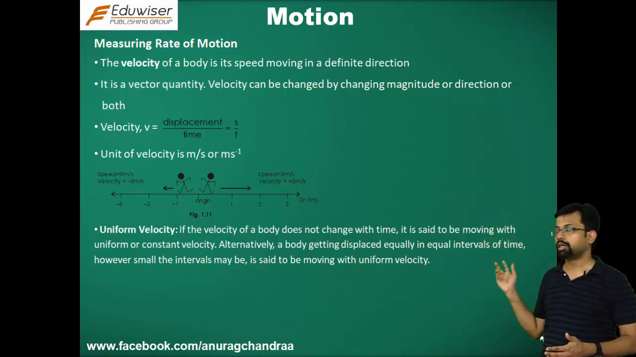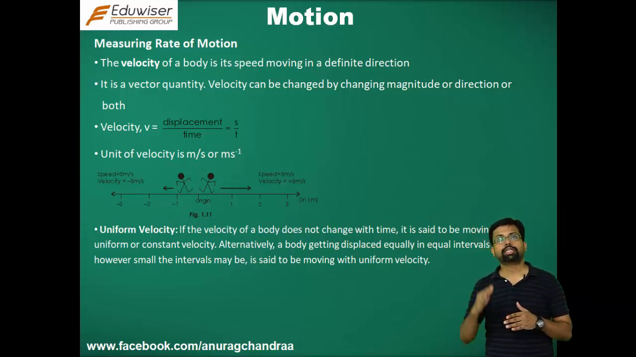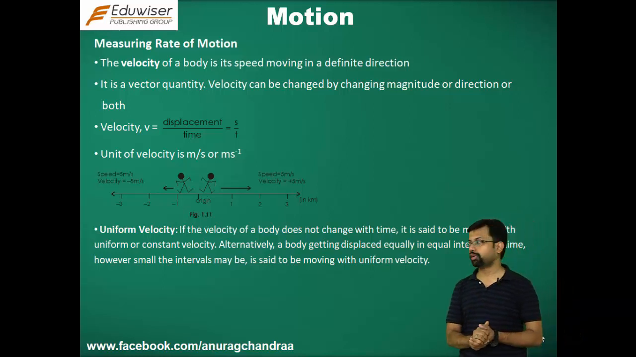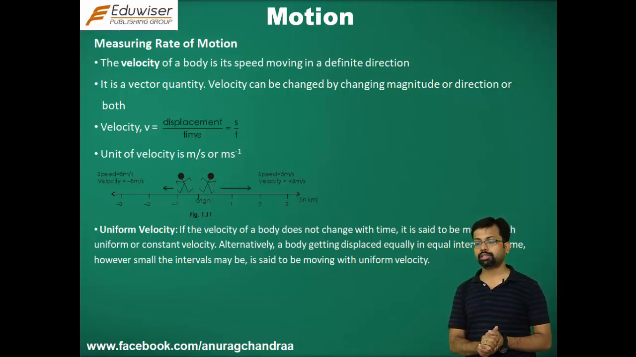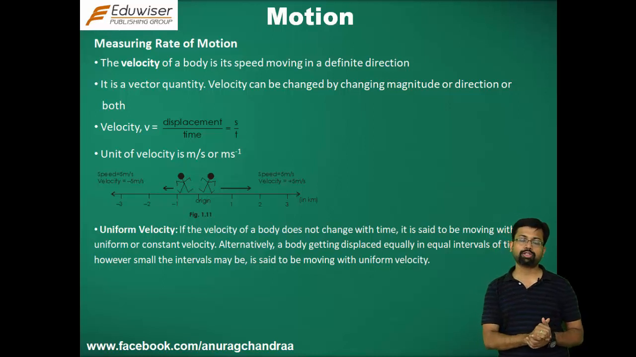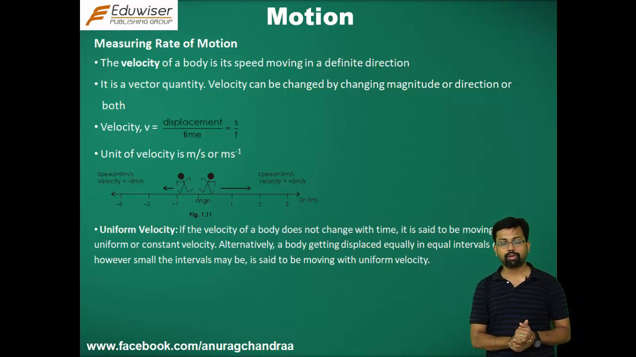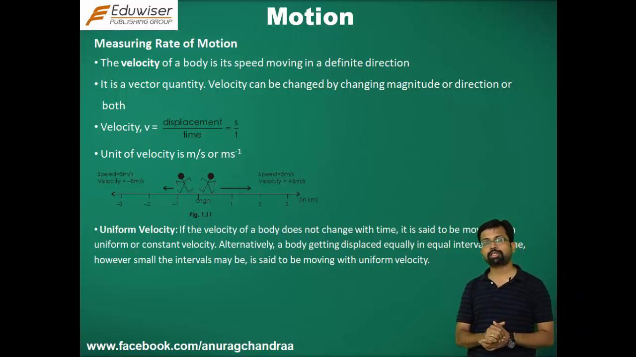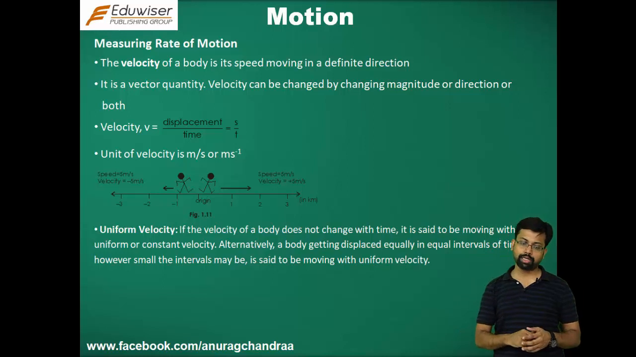Now, what is uniform velocity? Like in the case of uniform speed, uniform velocity is not going to be the same as uniform speed. Uniform speed and uniform velocity are different, because velocity can also be changed by changing the direction. Hence, if the velocity of the body does not change with time, it is said to be moving with uniform velocity. That means a body getting displaced equally in equal intervals of time in the same direction is said to be moving with a uniform velocity.